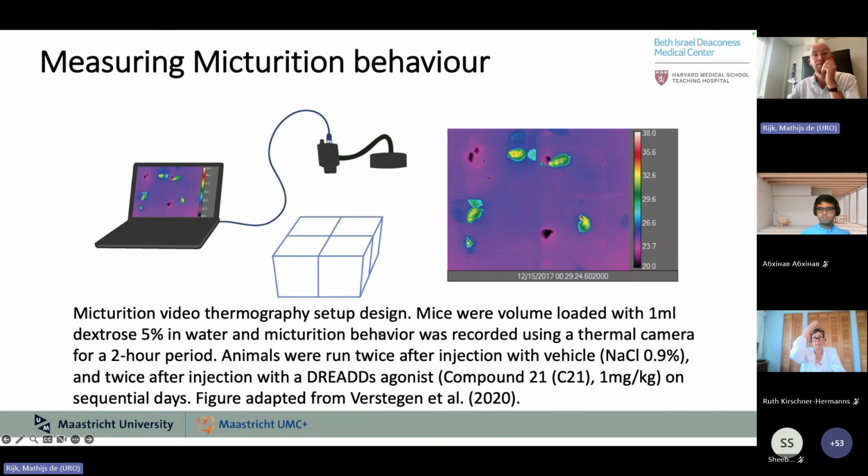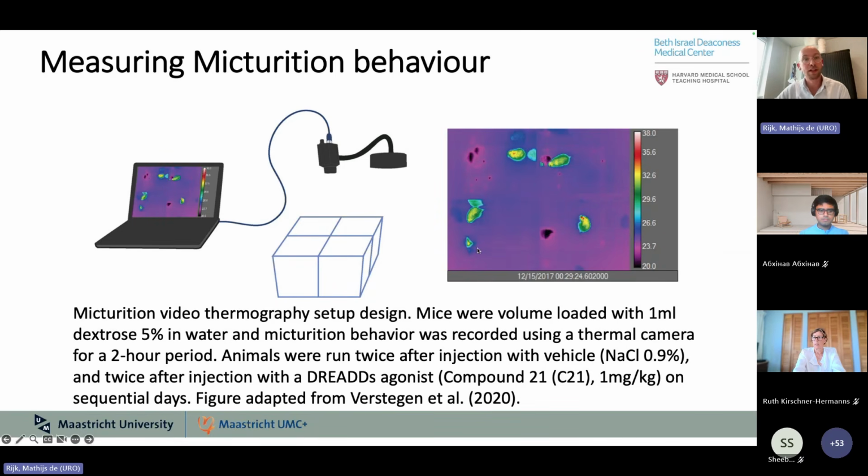So we have a thermal camera. We volume load mice with dextrose, so we give them an IP injection of 5% dextrose in water. And then we see what their voiding behavior is over a period of 2 hours. You can see here, for example, a warm spot within the cage, and the mouse is here. You can see 4 cages in total. And here you can see a spot where a mouse just voided, and this is a void that is drying up. So we can know when the mouse voided and where it voided.